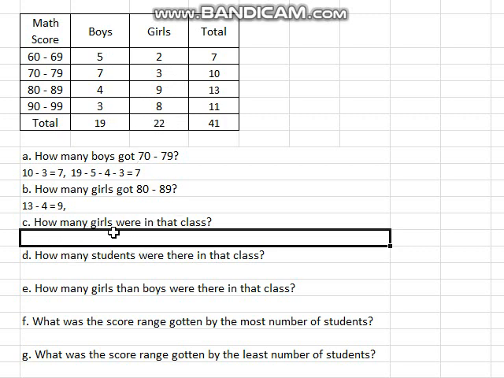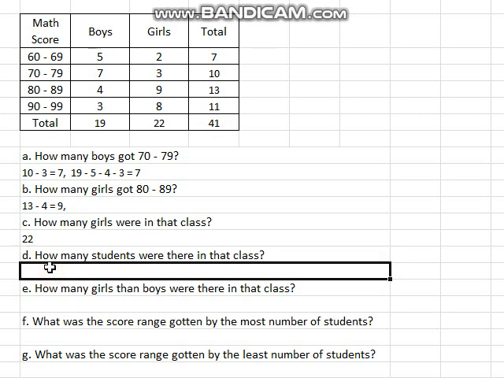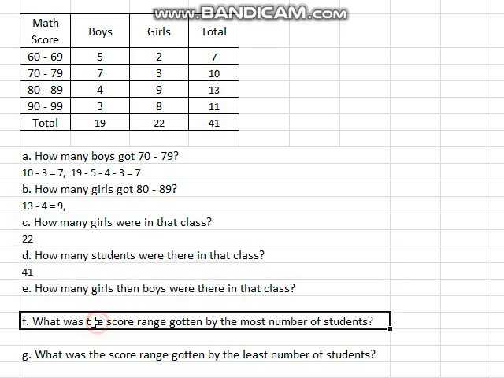Now let's see how many girls were there in that class. You just see the total here is 22, right? So you just write down 22. Okay, now how many students were there in that class? It means the total here, right? So it's 41. Let's write down 41.